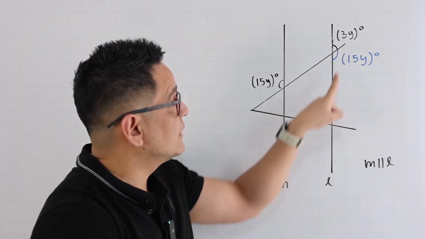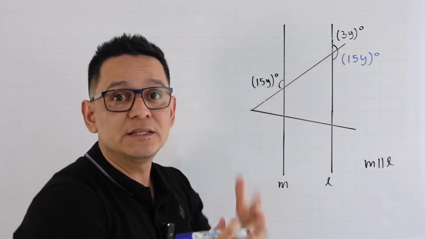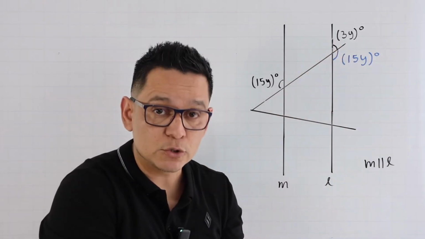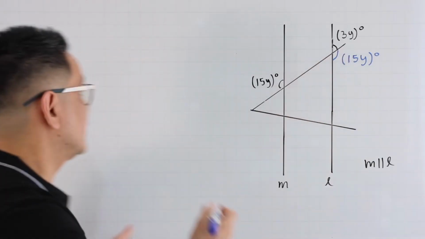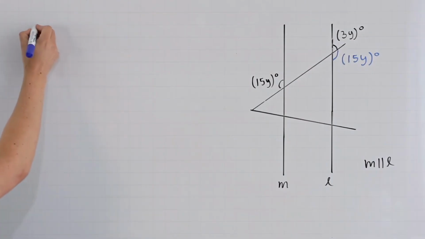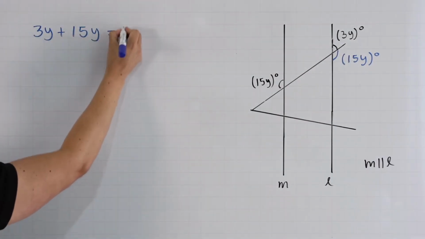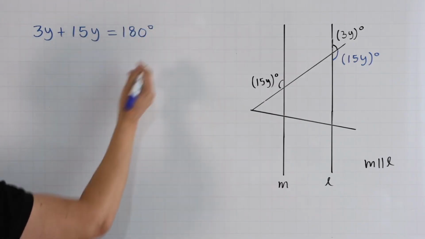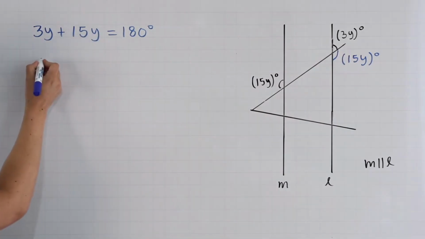It's very logical that if I add the measure of this angle to the measure of this other angle, it has to give me 180 degrees. Right? That is, these two angles are supplementary. Therefore, I could state the following. We can write 3y plus 15y, since it has to give me 180 degrees, because these two are forming a straight angle. And now, let's solve for y here.